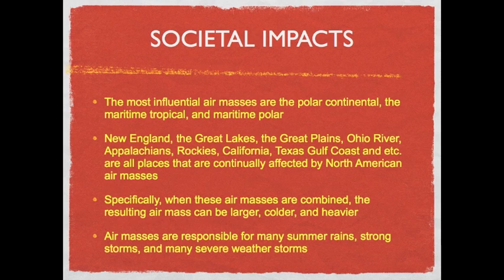Places like New England, the Great Lakes, the Great Plains, the Ohio River, the Appalachian and Rocky Mountains, California, Texas, Gulf Coast, and more are all places that are continually affected by North American air masses. Specifically, when these air masses are combined, the resulting air mass can be larger, colder, and heavier. These resulting air masses can be responsible for summer rains, strong storms, and many severe weather storms.